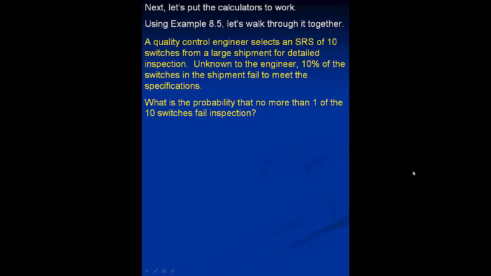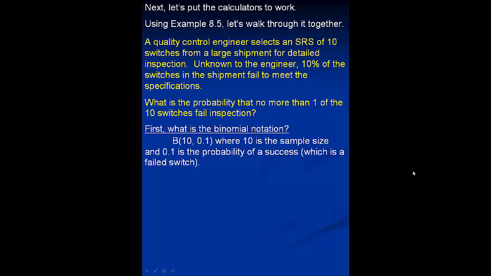So what are we looking at here? No more than 1. Okay, I'm thinking about this. No more than 1, that's 1 or 0. Right? 2 doesn't count. So when you write it up as a probability, what does it look like in binomial notation first? Well, it's going to be the binomial, B, parentheses 10, comma, 0.1. Now that 10 represents the 10 switches, the sample size, and the 0.1 is the probability of success of each one, which in this case is that the switch fails.